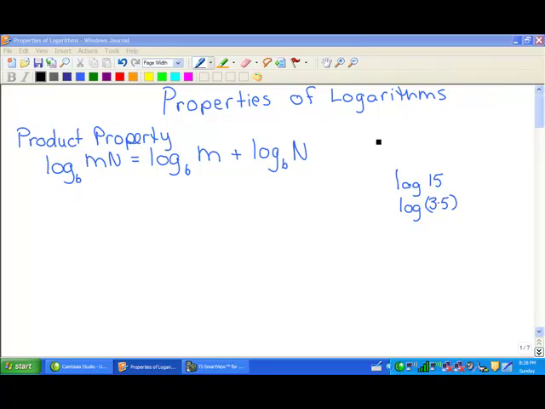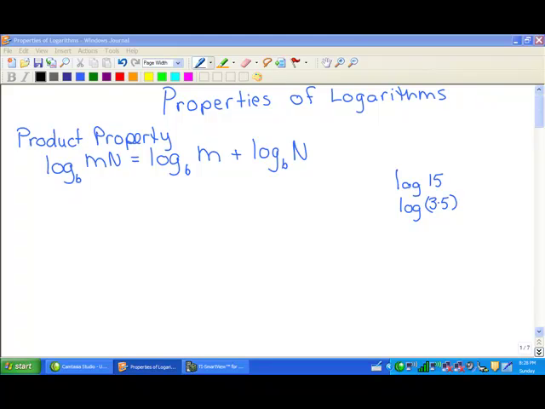In this section, we're going to look at properties of logarithms. We're going to start off with the product property that says if you have log base b of a product, m times n, that's equal to the log base b of m plus the log base b of n. Or in other words, if you take the log of a product, it ends up being the sum of the logarithm of each individual factor.